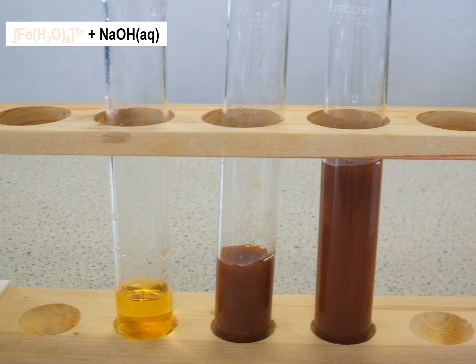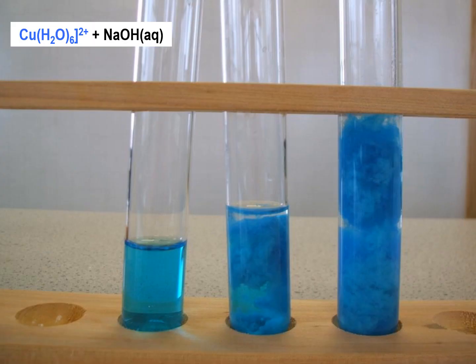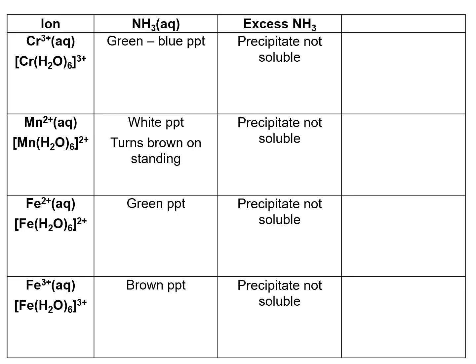Here are some pictures of the practicals being carried out. So this was for the iron 3+ ion and sodium hydroxide, the iron 2+ ion and sodium hydroxide, and the copper 2+ ion and sodium hydroxide. We can replace sodium hydroxide with ammonia, and we will see similar observations.